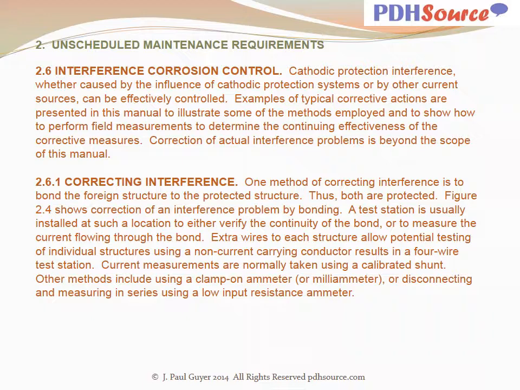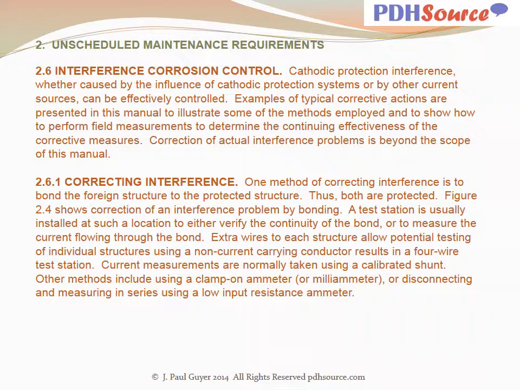Correcting interference. One method of correcting interference is to bond the foreign structure to the protected structure. Thus, both are protected. Figure 2.4 shows correction of an interference problem by bonding. A test station is usually installed at such a location to either verify the continuity of the bond or to measure the current flowing through the bond.